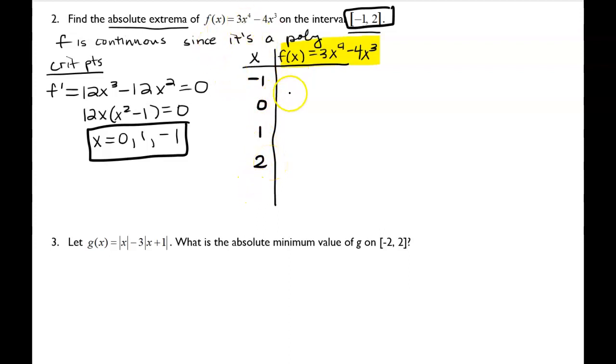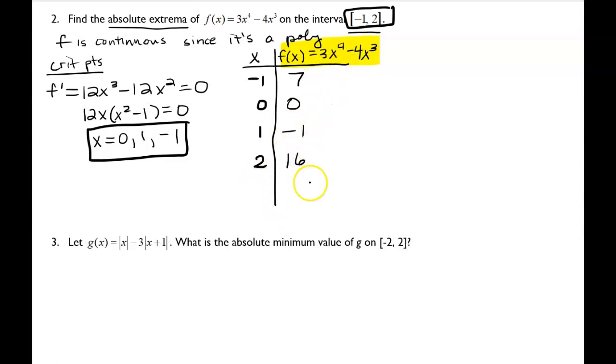Those are just our possible places where our maxes occur. In order to figure out what the max and min are, we'll have to plug them into, again, this original equation. So if I evaluate this at -1, 3 times -1 to the 4th is 3, minus 4 times -1 cubed, that would be plus 4, so this is 7. If I evaluate at 0, that's 0. Evaluate at 1, that'd be 3 minus 4, that's -1. And if I evaluate at 2, I would have 3 times 16, which is 48, minus 4 times 8, so 48 minus 32, that's 16.